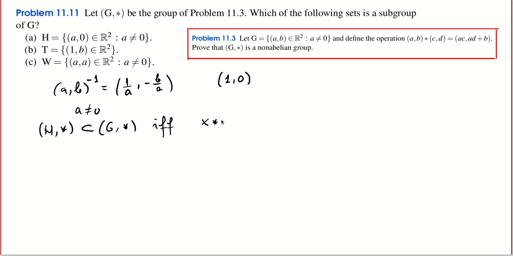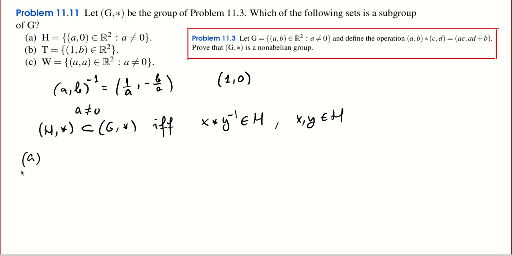x times y to the negative 1 belongs to H, right? For all x and y belonging to H, right? And by H here, I mean any subgroup. I'm not just referring to this one. You have to substitute this H by any one of these subsets and see if this holds or not. All right, so let's begin with the first.